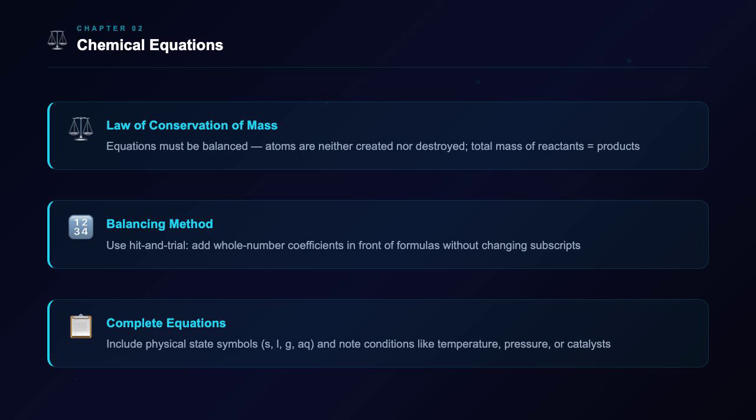Balancing is achieved using a systematic hit-and-trial method where whole number coefficients are added in front of formulas without altering their subscripts. A complete equation includes physical state symbols and explicitly notes specific reaction conditions, such as temperature, pressure, or catalysts, along the reaction arrow.